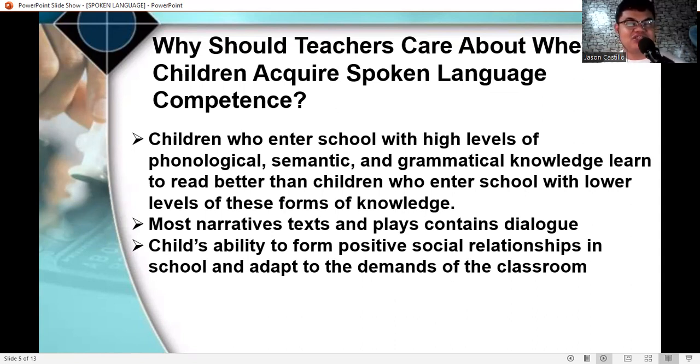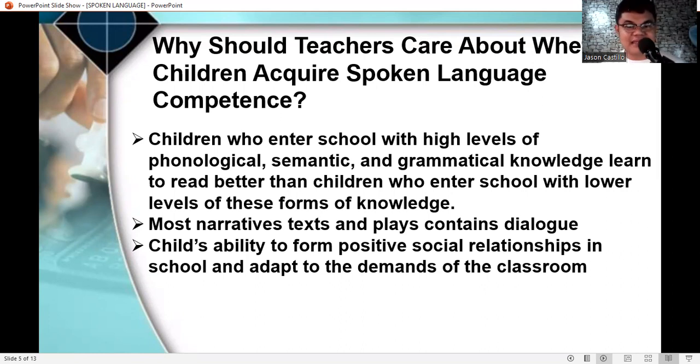Imagine if a child has spoken language competence inside our classroom, they will be able to learn how to read better than those who have low spoken language competence. And we all know that in the academic setup, first, you learn how to read, and second, you read for you to learn. So if the child is not competent when it comes to the spoken language, it will be very difficult for the student to learn our lessons.